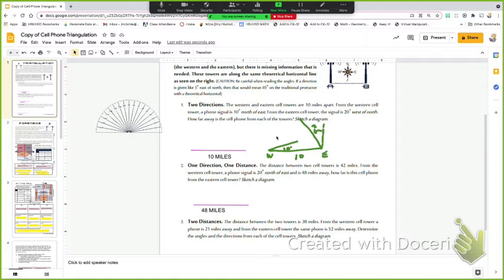So that angle is 20 degrees. You'd go towards the north and then turn 20 degrees towards the west. So if I lengthen this a little bit, you see I have a triangle.